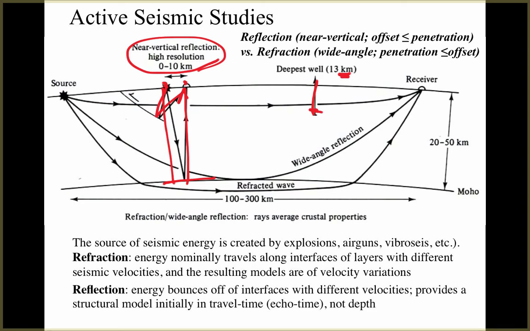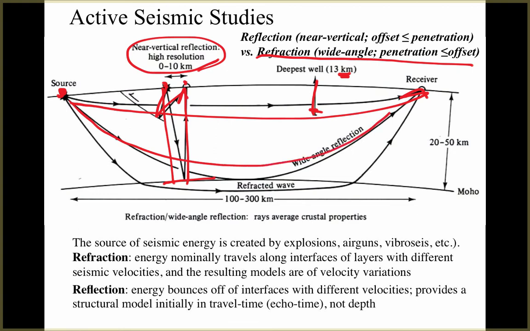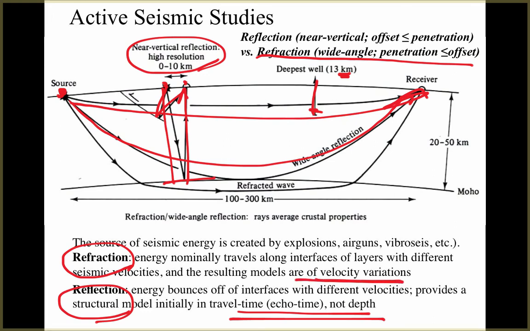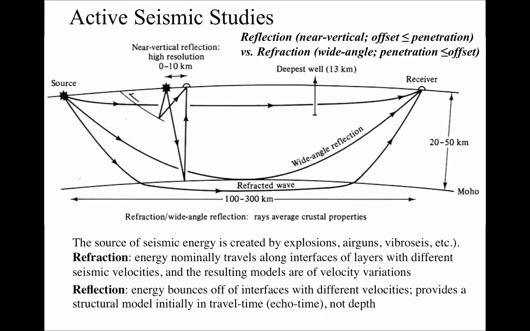In contrast, in refraction or wide-angle seismic data, the sources are used to drive seismic energy to much longer offsets, several hundred kilometers, but these rays penetrate a much smaller relative distance into the Earth. Reflection seismology is used to provide echo times, and then, if we know velocities, depths to structure. Refraction seismology is used to measure the velocities that we need to convert reflection echo times into depths.